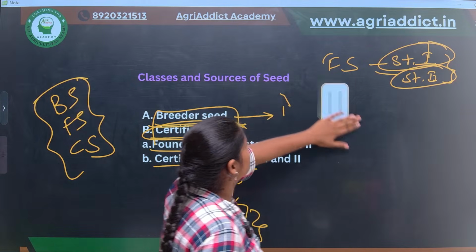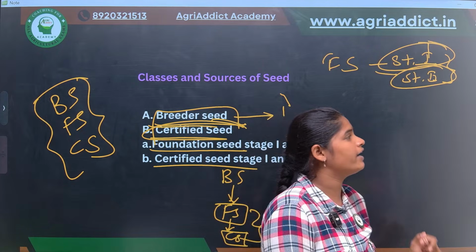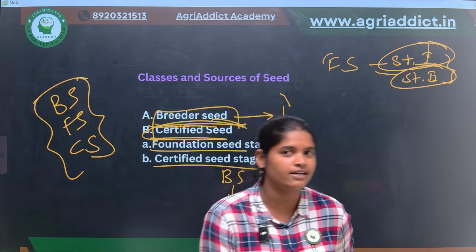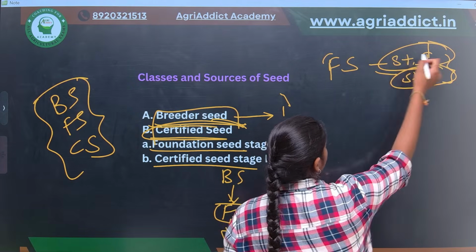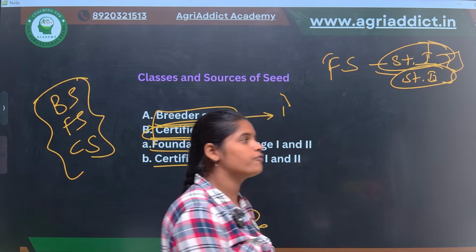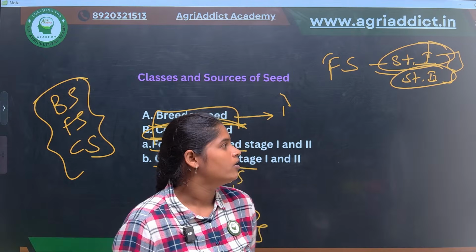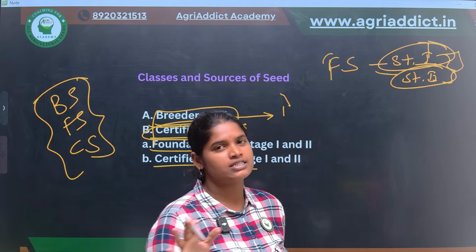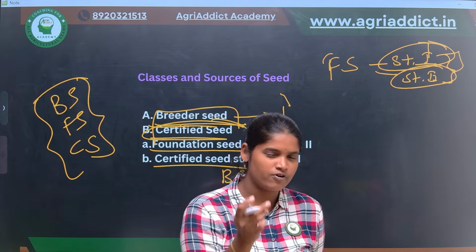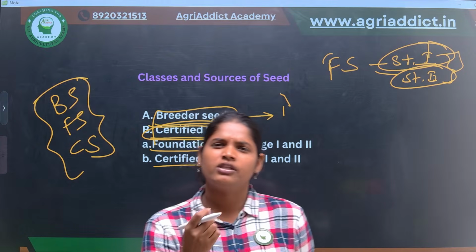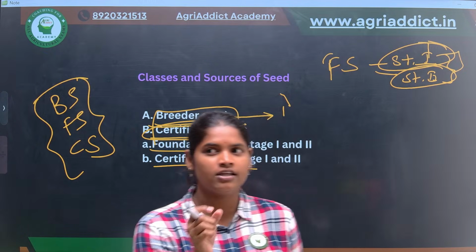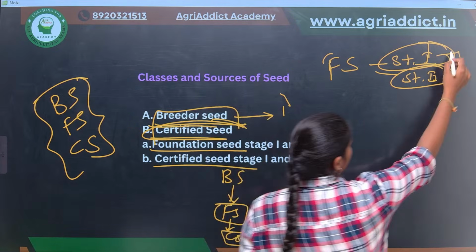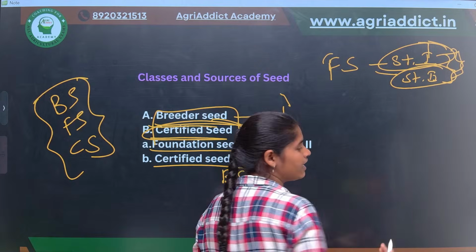Is there any difference between the standards for, say, stage 1 and 2? Answer this question. Is there any difference between the standards for foundation seed stage 1 and 2? If yes, what are those? Okay. There is no difference between the standards unless it is prescribed. For some crops, maybe about the designated diseases or anything, unless it is prescribed, there is no difference between the standards for these stages. And the same tag color will be given.